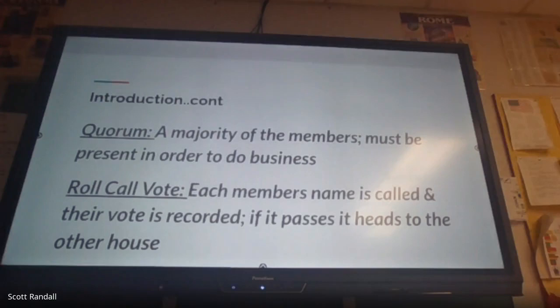To conduct business and vote on a bill, both houses have to have what's called a quorum. A quorum is a Latin term. This is basically just a simple majority of members that must be present to conduct business. So for the House of Representatives, it's half of 435, which is an odd number, plus one. It's 218 members of the House of Representatives that have to be present for a bill to be voted on.